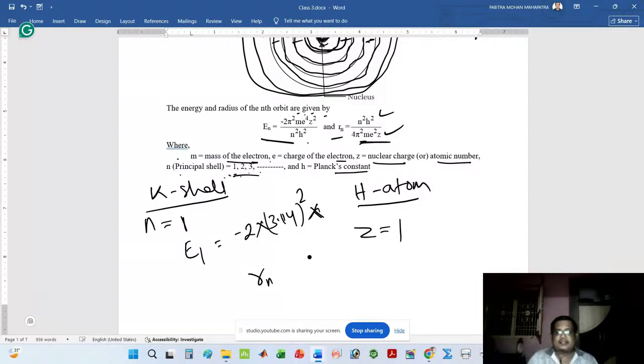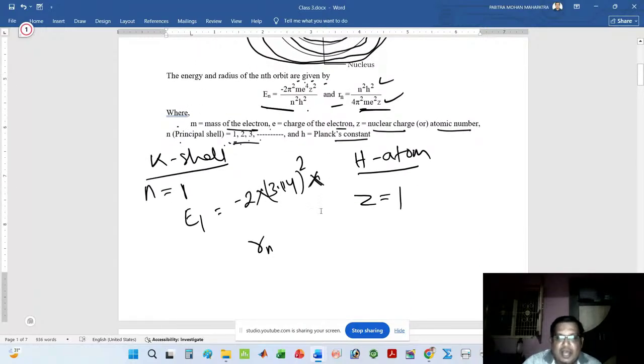Later, I will discuss it clearly. For this class, I have just given a few introductory ideas on how to calculate the energy. If you put in all the values, then you will be able to find out the energy and radius of every cell.